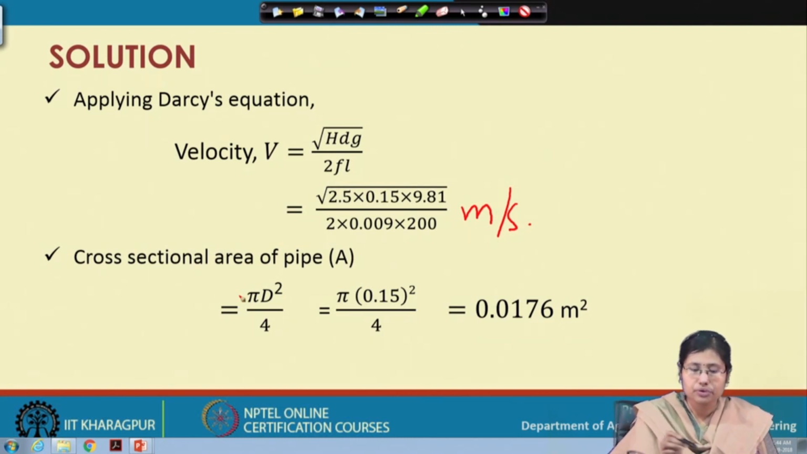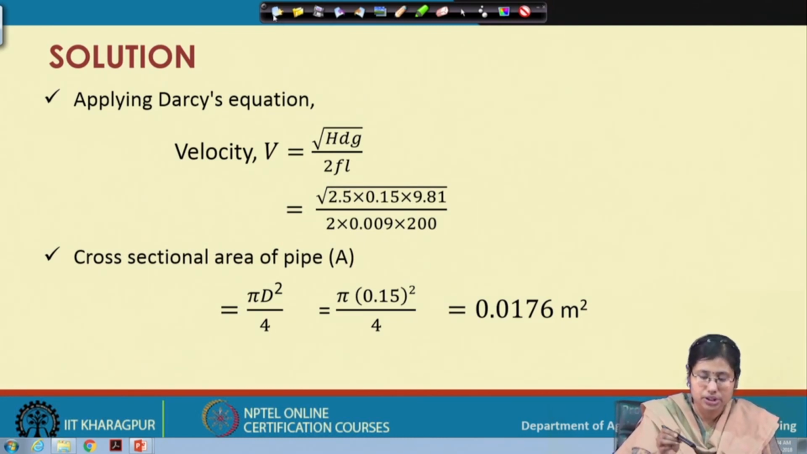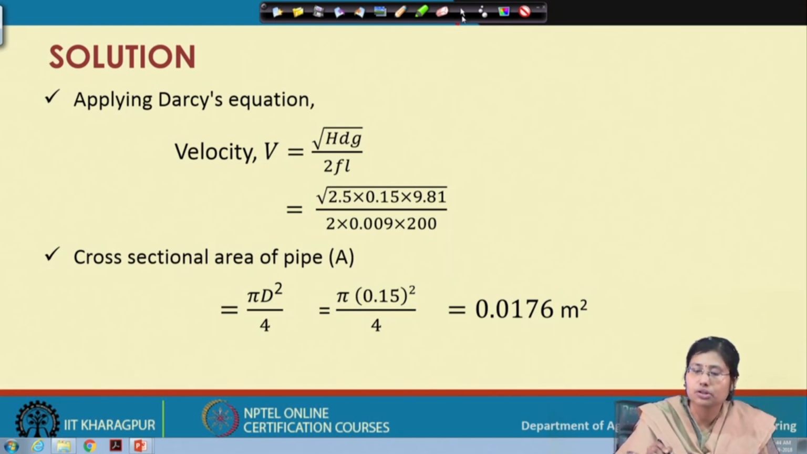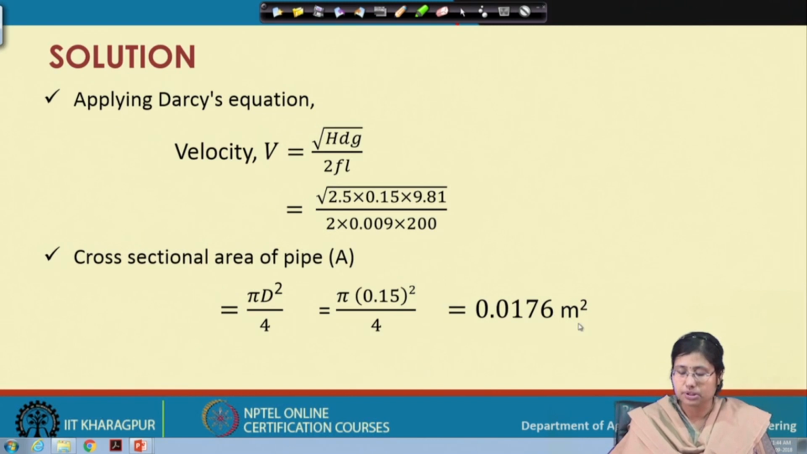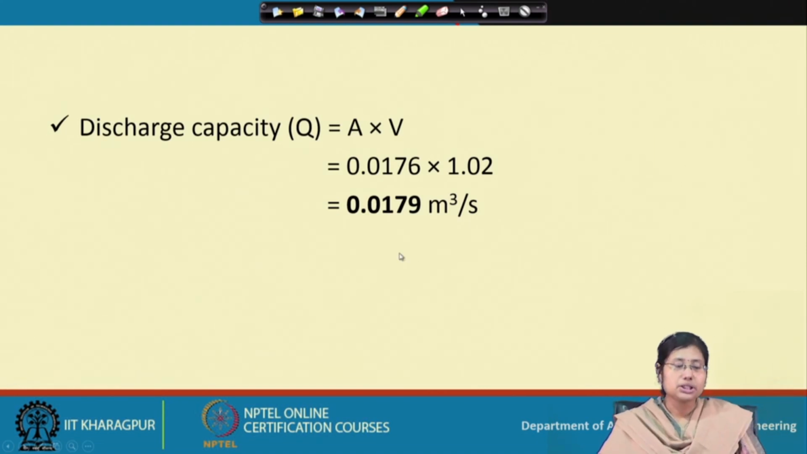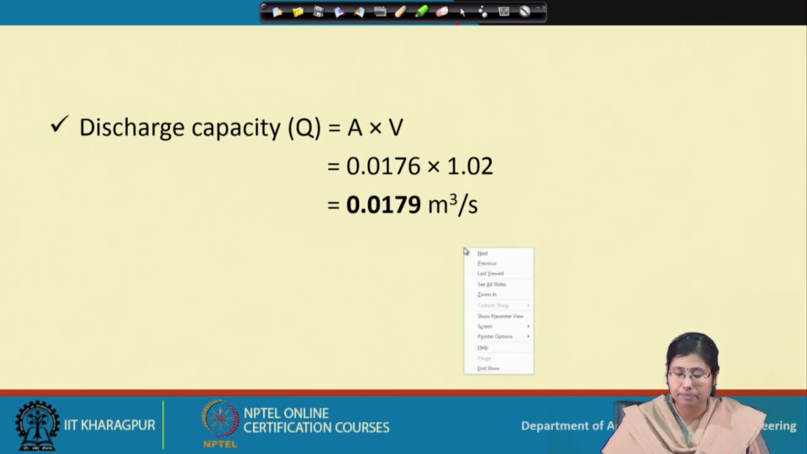Now, once we know the velocity of flow, we calculate the cross sectional area of the pipe. Since the pipe is assumed circular, the cross sectional area will be a function of the diameter of the pipe, pi d square by 4. So, here comes the cross sectional area. And now, the discharge capacity is a function of the cross sectional area and the velocity, which we multiply here, and we get the discharge capacity of the pipe.